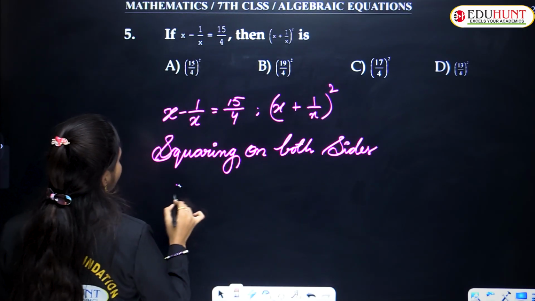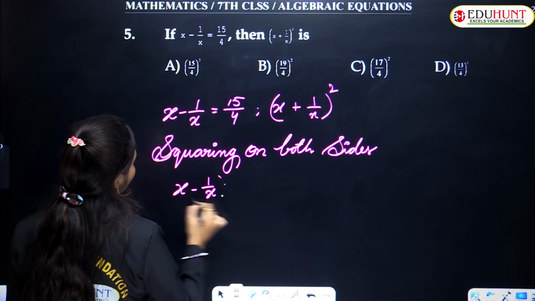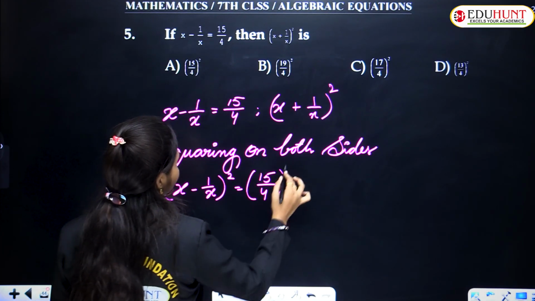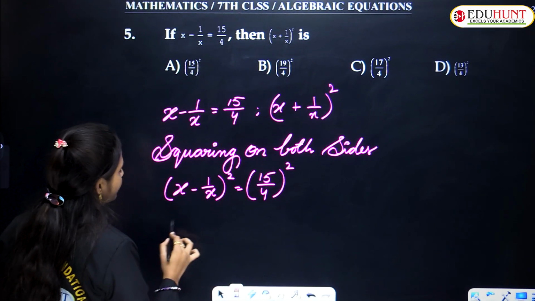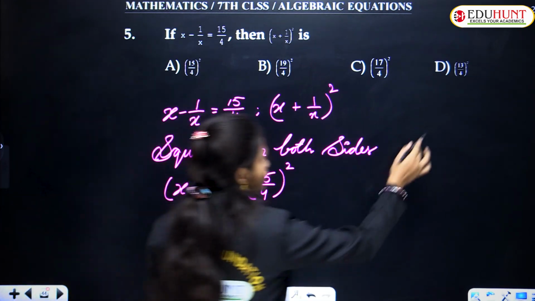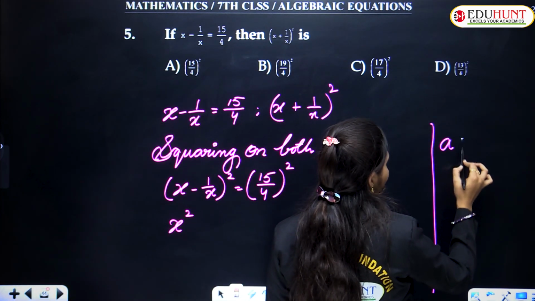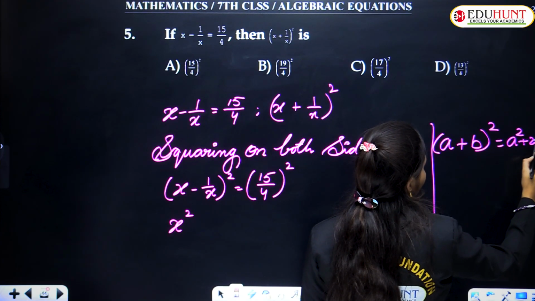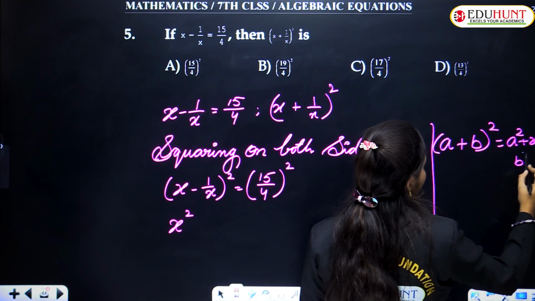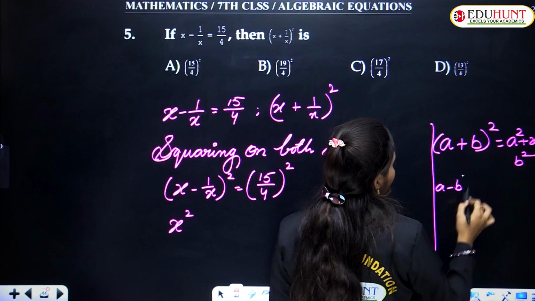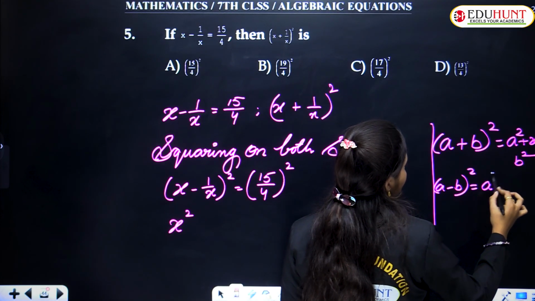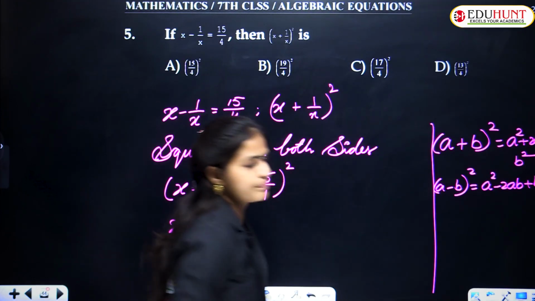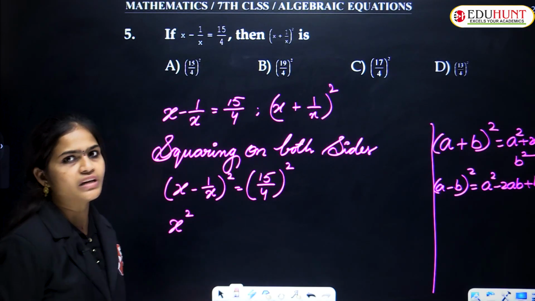Okay. So here (x minus 1/x) whole square is equal to (15/4) whole square. So from this one, children, here I'll write the formula. (a plus b) whole square is equal to a square plus 2ab plus b square. (a minus b) whole square is a square minus 2ab plus b square. Those two formulas only we are using up to now.